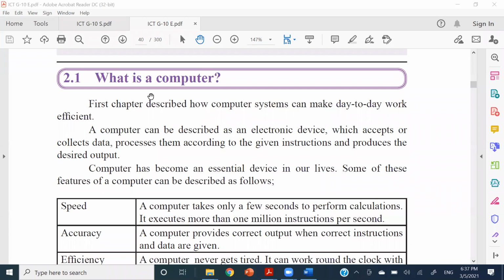That is described in your second paragraph, as it says, a computer can be described as an electronic device which accepts or collects data, processes them according to the given instructions and procedures, and produces the desired output. The desired output is what is expected by the user, right? So that is why we are using a computer, right?